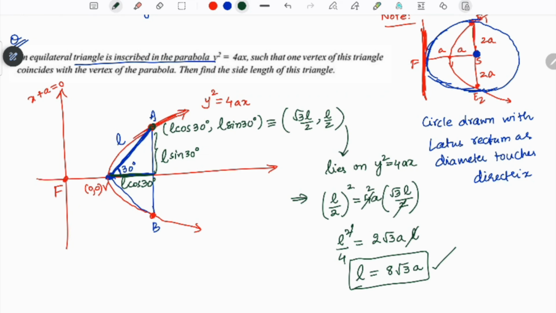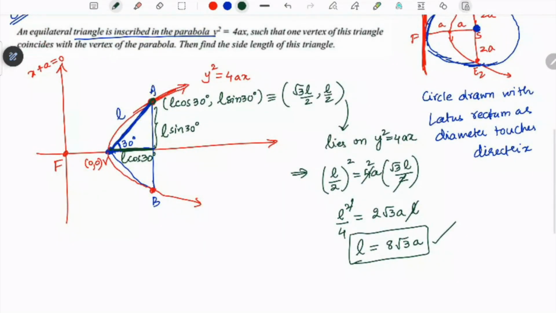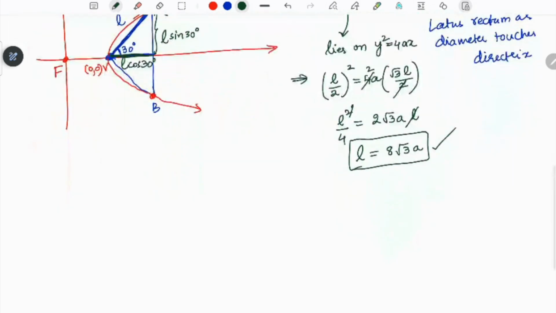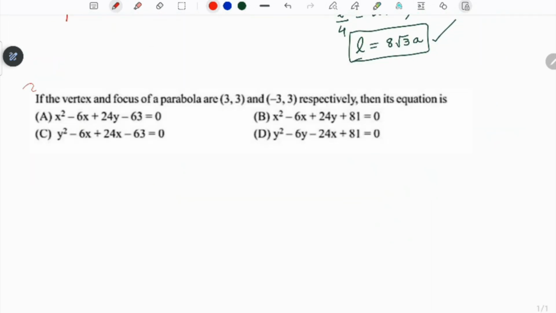Understood the logic to this question? If you quickly respond, I can quickly move to the next question. Yes, sir. This is another question. From what we have studied, with that theory we can do. Focus is given, vertex is given, then find equation of the parabola.